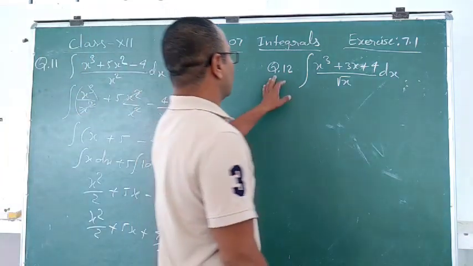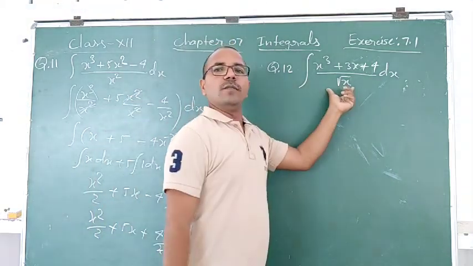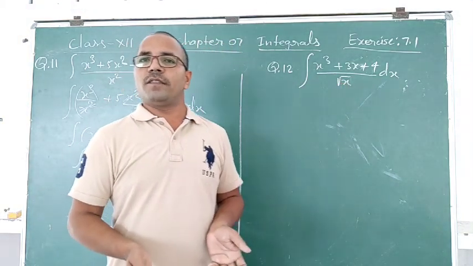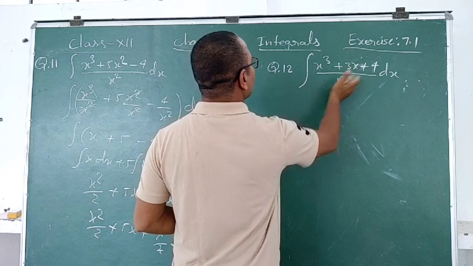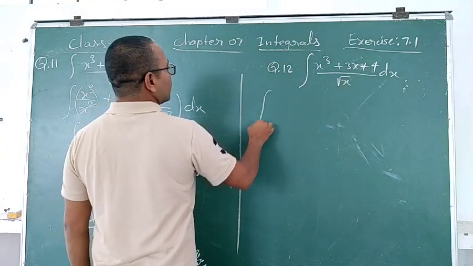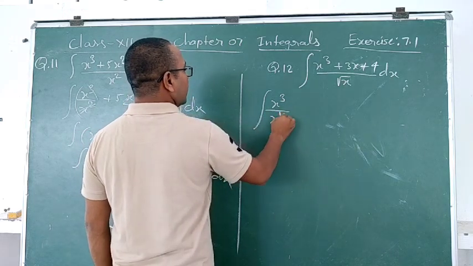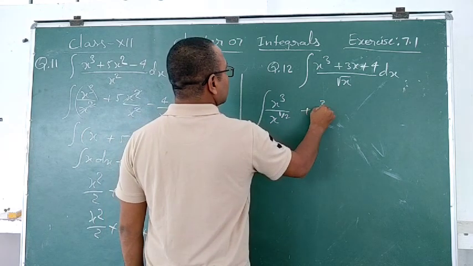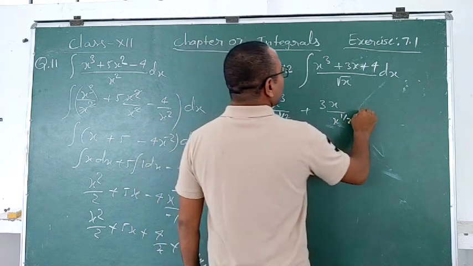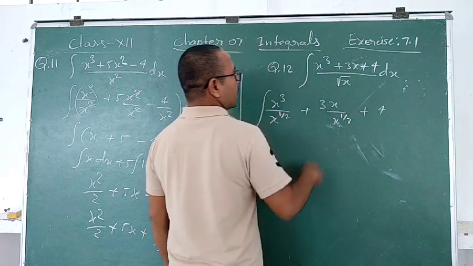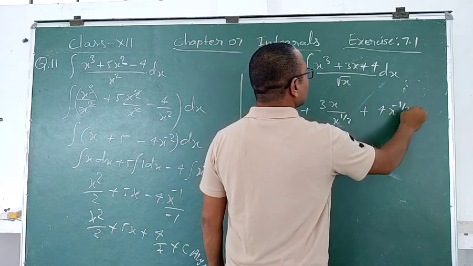So now let's see question number 12. Question number 12, same thing in the denominator also. So we have to remove the functions from the denominators. So what we will do here, we can do the division along with all these terms. So how much do you get here? That is x cube upon x root x, which can be written as x to the power 1 by 2, plus 3x upon x to the power 1 by 2, plus 4. Generally here x to the power 1 by 2, change it in the numerator, so you will get minus 1 by 2.